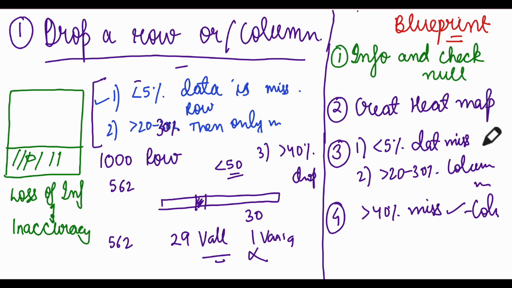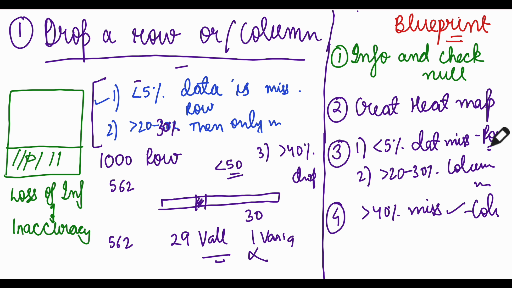This is the condition to remove a row. Again, I am saying this is not scientifically based information. This is entirely based on my experience, on whatever research papers I have read, or whatever projects I have done. These thresholds you can vary a little bit, but this is a general blueprint that I'm giving to you.